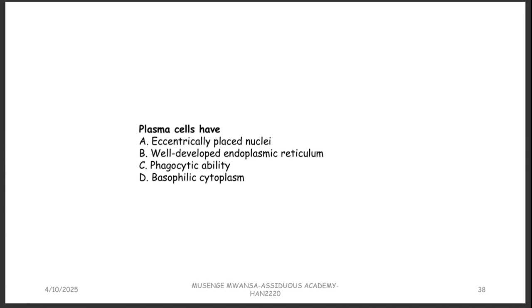Plasma cells have eccentric nucleus, eccentrically placed nuclei, well-developed endoplasmic reticulum, phagocytic ability, basophilic cytoplasm. Which one can you pick for this one?